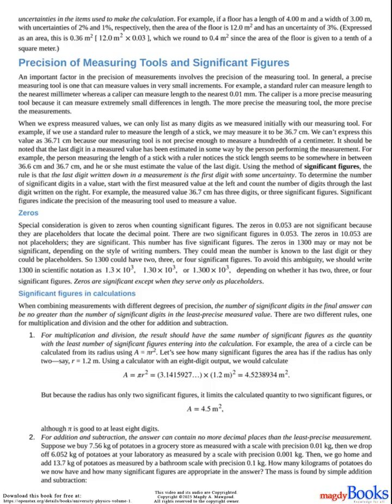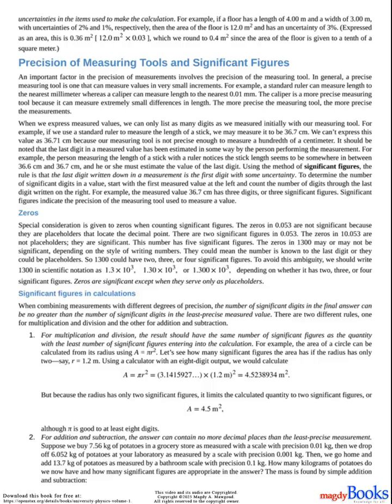To determine the number of significant digits in a value, start with the first measured value at the left and count the number of digits through the last digit written on the right. For example, the measured value 36.7 centimeter has 3 digits, or 3 significant figures. Significant figures indicate the precision of the measuring tool used to measure a value.